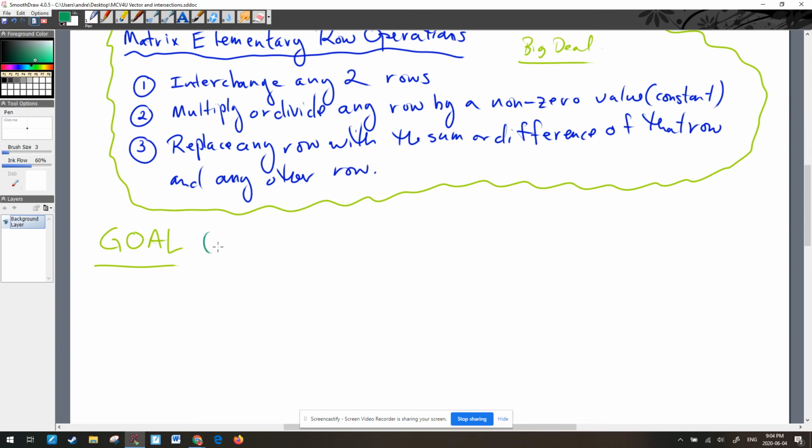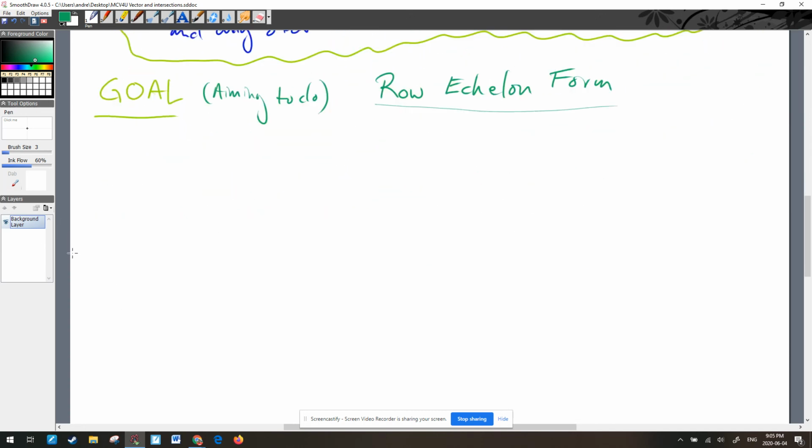Our goal, or what we are aiming to do, or a possible goal, is row echelon form. What? Row echelon form. So here's what row echelon form looks like. And I'm going to go with just 2 rows. It's not all that clear, not all that telling. So here's what row echelon form looks like in general.